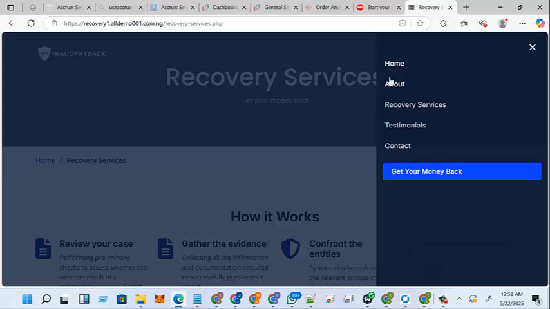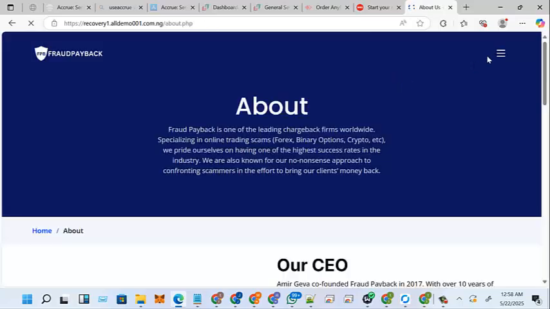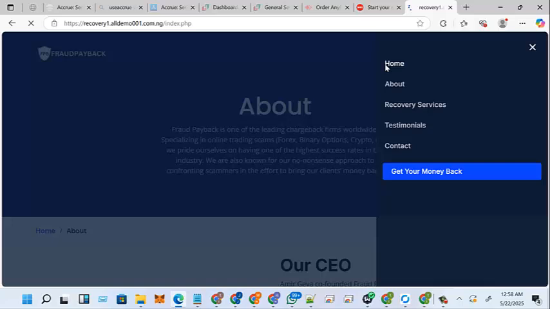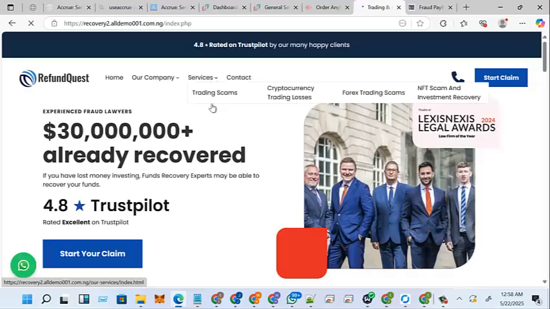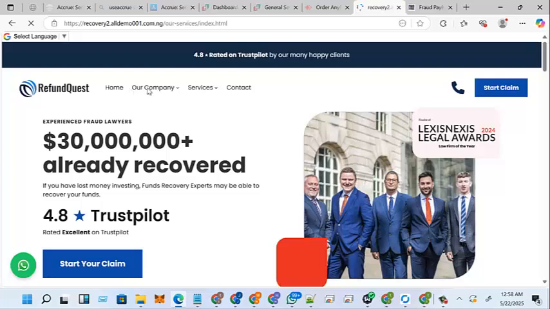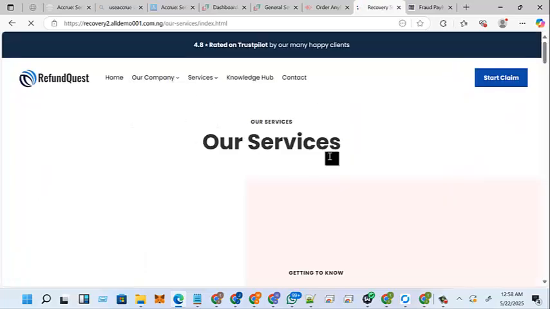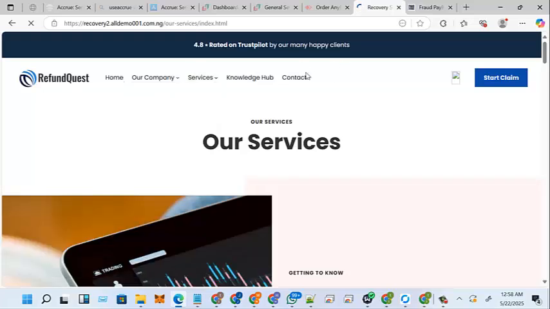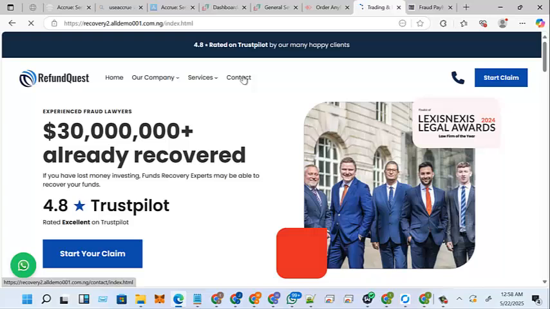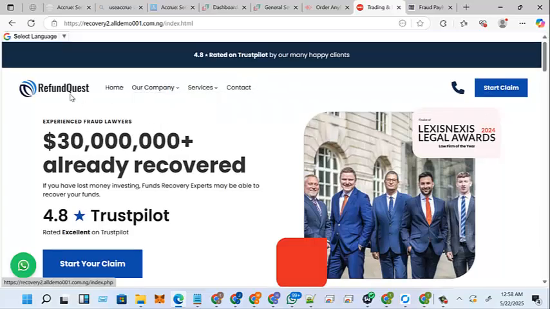So there are different designs, there are different pages here, the about us. I think the other one has more pages than this. Let's go to home. Okay, this one has services, so trading, scam, crypto. So listing the, so see our company. This is about us, testimonials and meet the team, home, contact, knowledge hub. I think this is sensitizing people on how not to get scammed, and so on. So this is just a design.